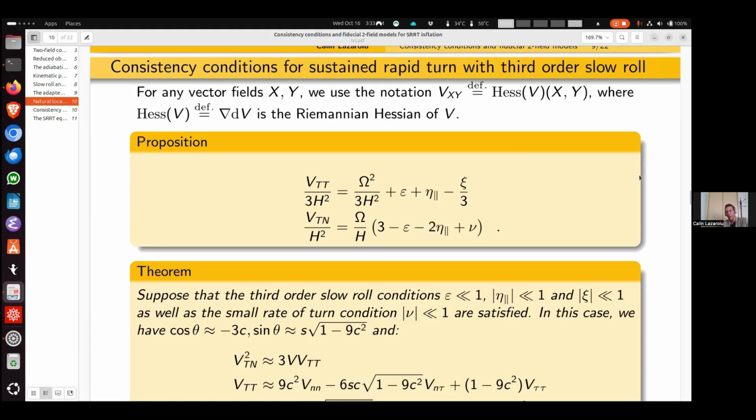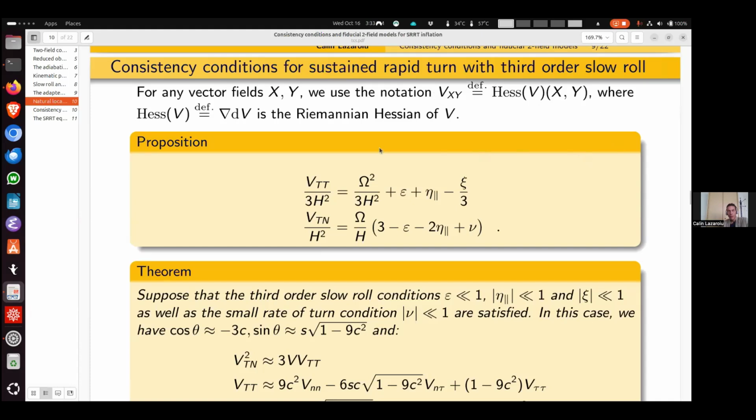It's a symmetric covariant 2-tensor defined on M, so a section of the second symmetric power of the cotangent bundle of M, so I can evaluate it on a pair of vector fields X, Y, and I denote the result of that evaluation by V_XY. So V_XY is a real valued function defined on M.